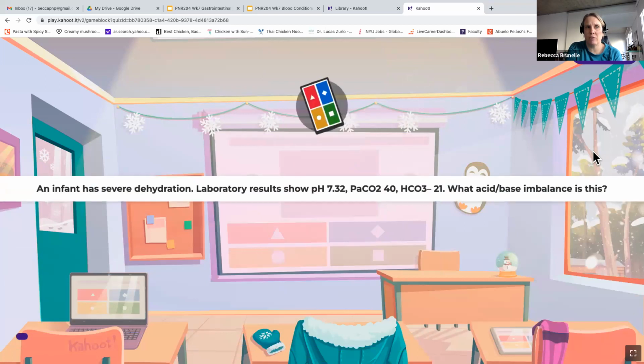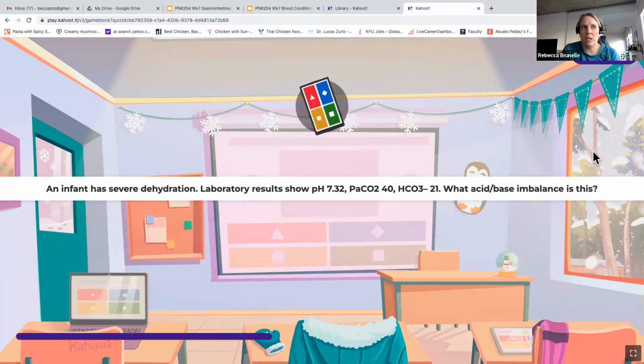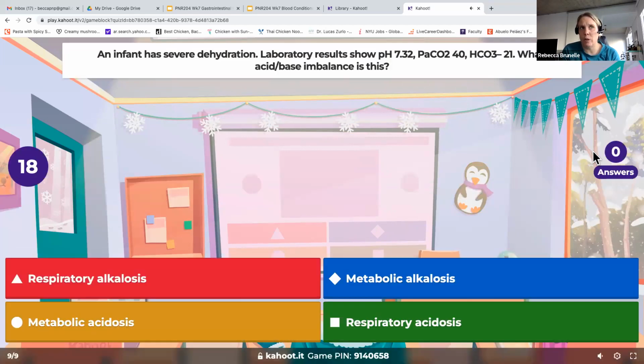All right, last one. It's kind of a tricky one. So an infant has dehydration, has a pH of 7.32, a PaCO2 of 40, and a bicarb of 21. How would you interpret that? Is that a respiratory alkalosis, a metabolic acidosis, a metabolic alkalosis, or a respiratory acidosis?